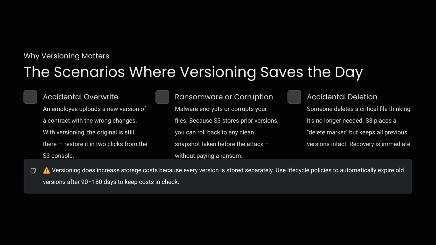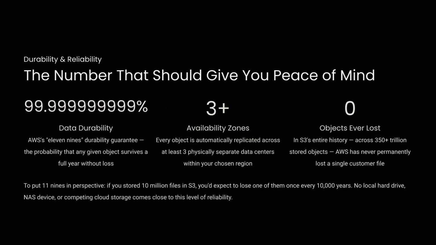It protects against ransomware, allowing rollback to a clean snapshot. It also ensures immediate recovery from accidental deletions. Remember that versioning increases storage costs, so use lifecycle policies to expire old versions.